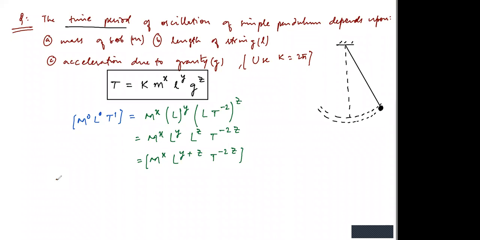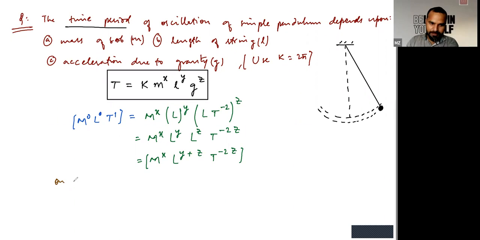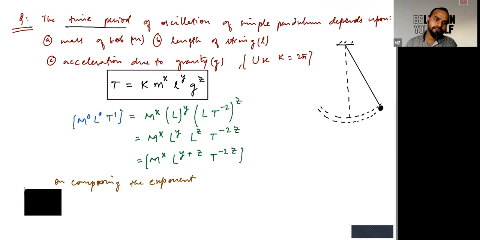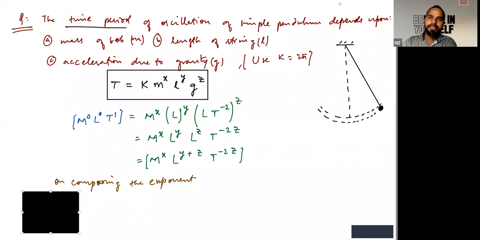Now you have to compare the exponent on each side. First, for the exponent of M, in right hand side, we have M raised to X, but in left hand side, we have M raised to 0. So on comparing, you would say X is equals to 0.